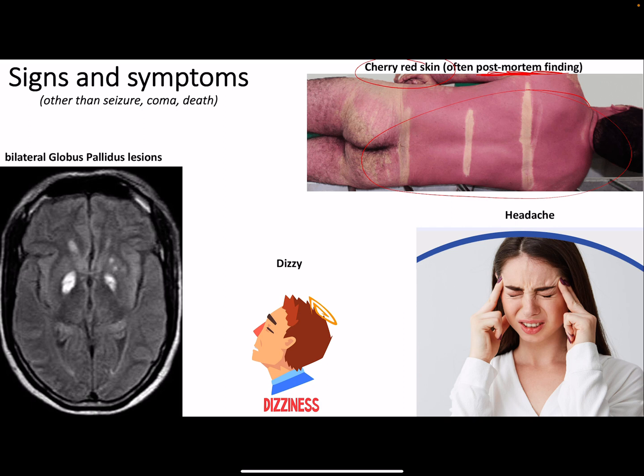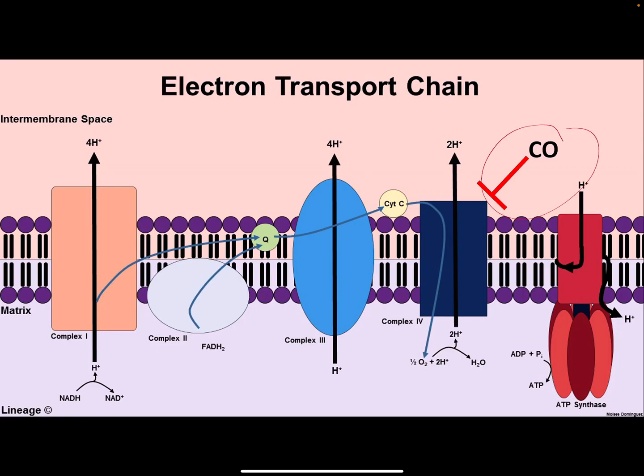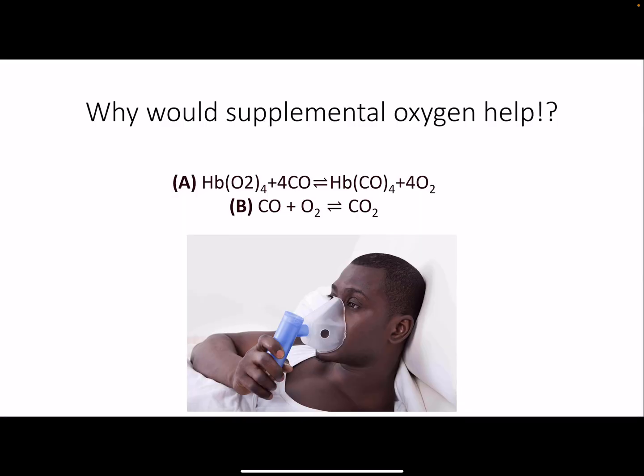But you can maybe see cherry red lips or something on somebody who has carbon monoxide poisoning. The globus pallidus in the brain is going to have these little lesions. People are going to be dizzy. They're going to get headaches. And of course, they might just pass out or have a seizure or die. Carbon monoxide also inhibits complex 4 of the electron transport chain.